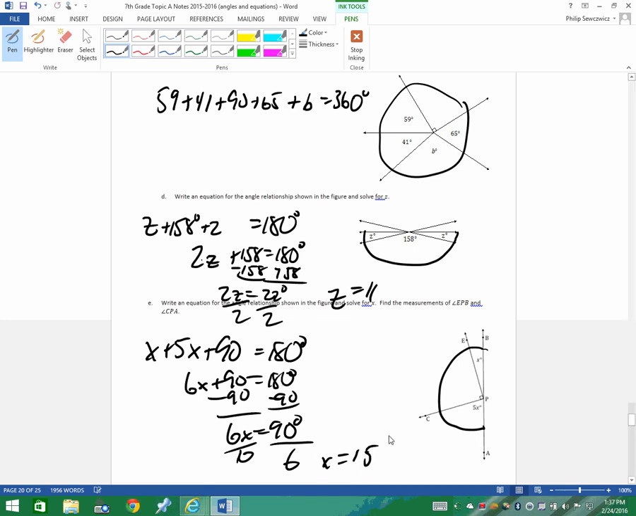Now, we've got to be careful. We've got to make sure we answer the question. I did solve for x. Hip, hip, hooray for me. Good. But I do need to solve for my angles there.